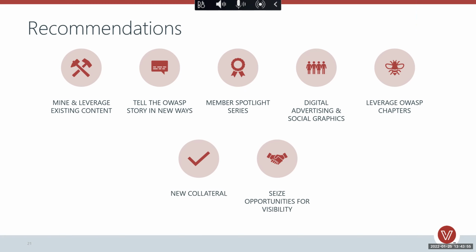Leverage OWASP chapters. Is there a way to develop materials and let them distribute it? I'm not saying you don't do this, but just kind of a blinding glimpse of the obvious: are there ways, if people engage at the local level, let's see what we can do to fuel growth for the international organization, but through the local chapters. New collateral as necessary, and then never miss an opportunity to seize visibility.